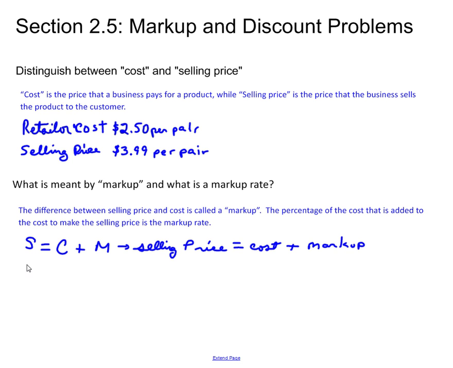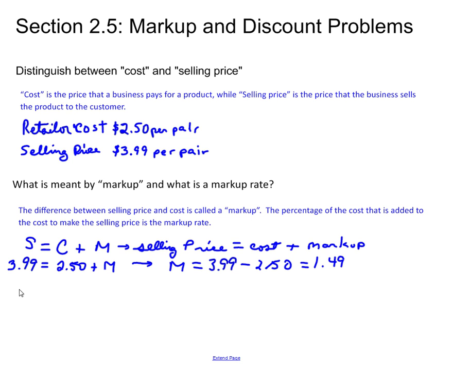So in our particular case, where our retailer is selling these socks at $3.99, that's the selling price, and the cost is $2.50 per pair, there's some markup being added right here. So if we wanted to find out what that markup was, we're just going to take a subtraction: $3.99 minus $2.50, and we see that the markup is actually $1.49. Now you can pause and verify that for yourself. $3.99 equals $2.50 plus our markup of $1.49 that's been added per pair of socks.